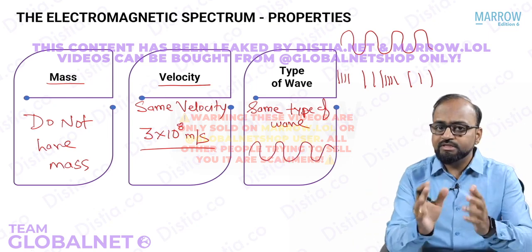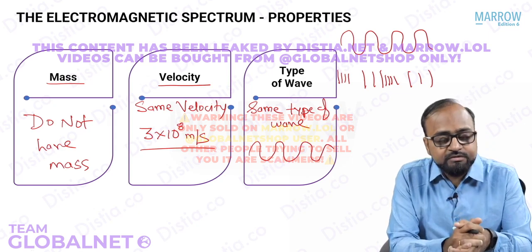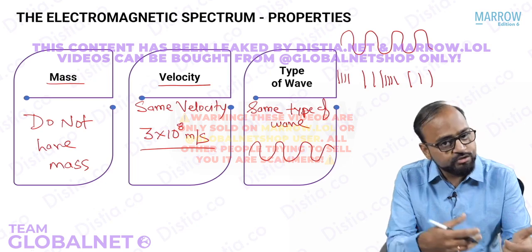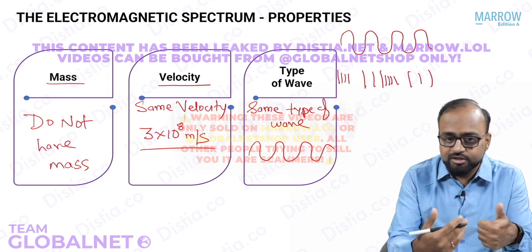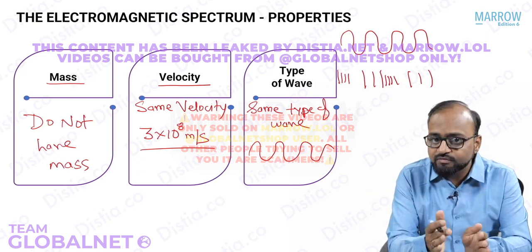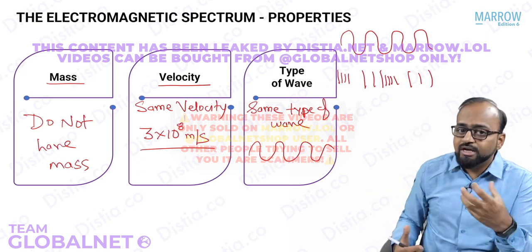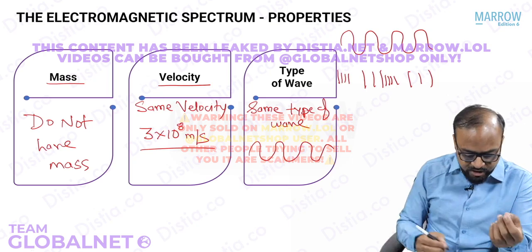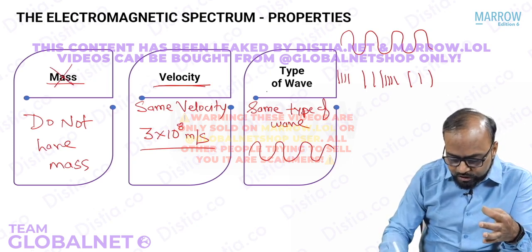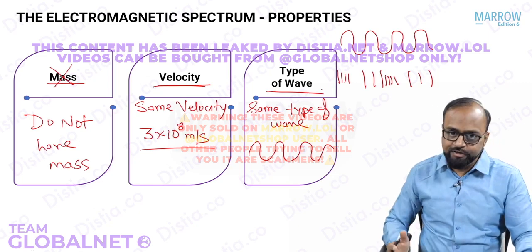Okay, so what have we seen about the electromagnetic spectrum? We have seen that they comprise energy components. Least frequency, least energy is radio waves; maximum frequency, maximum energy is gamma rays. We have discussed a few specifics about X-rays. Because they are energy components and not particles, they don't have any mass. They travel at the same speed or velocity and by the same type of wave.